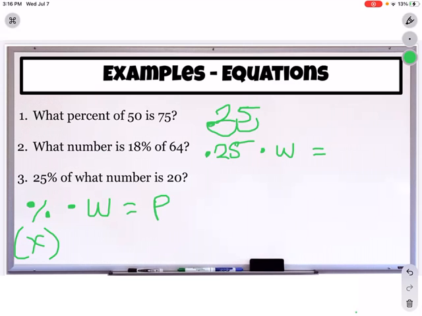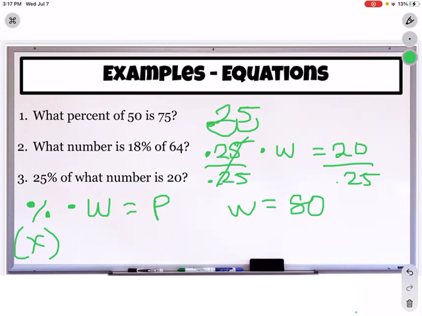Of what number is 20? Is 20? So now for this, what I'm going to do is divide my 0.25 by that so that it cancels out. That just gives me W equals 20 divided by 0.25. So 20 divided by 0.25 is 80. So my whole is 80.